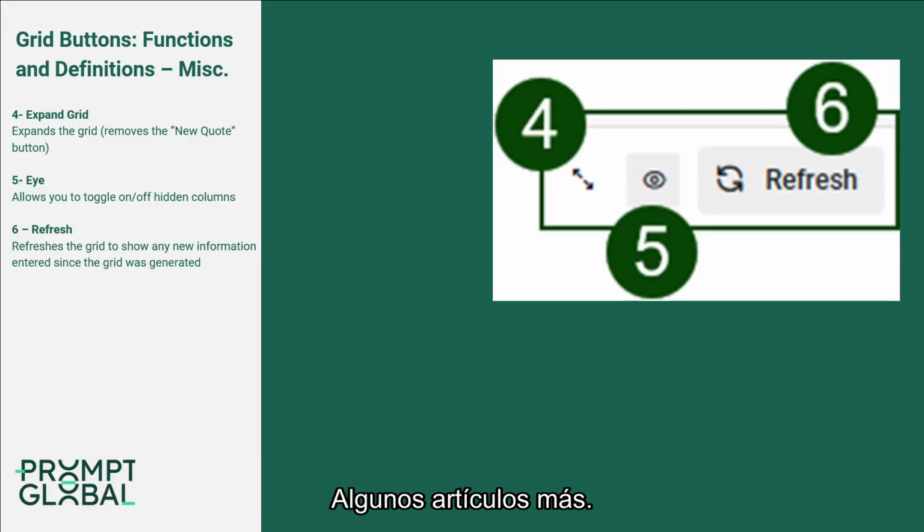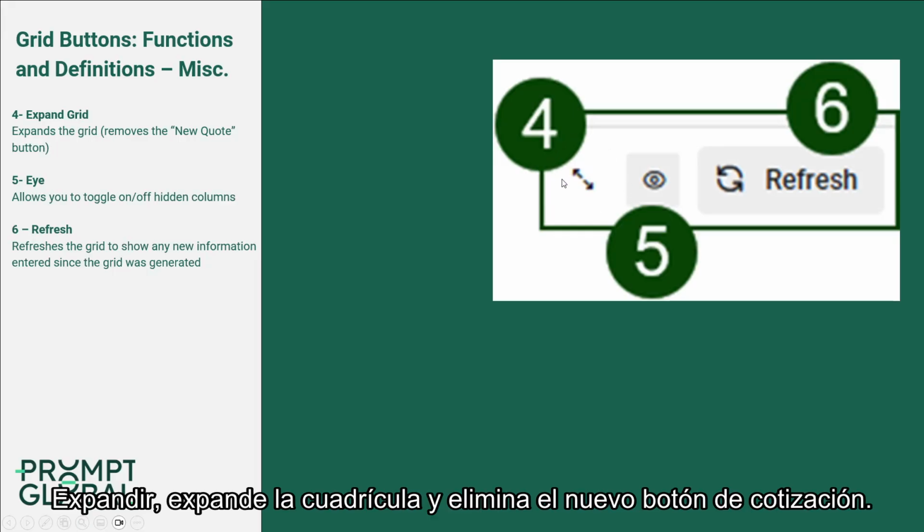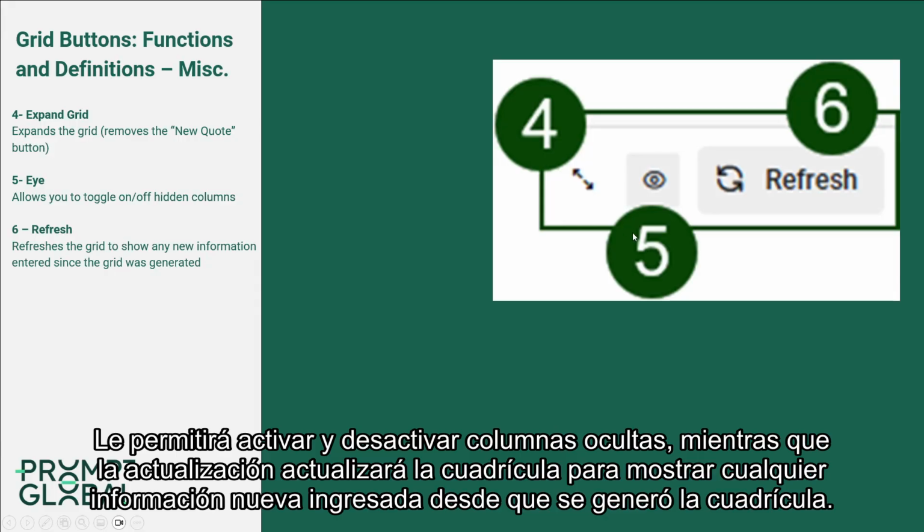A few more items. Expand expands the grid and removes the new quote button. The eye will allow you to toggle on and off hidden columns, while refresh will refresh the grid to show any new information entered since the grid was generated.